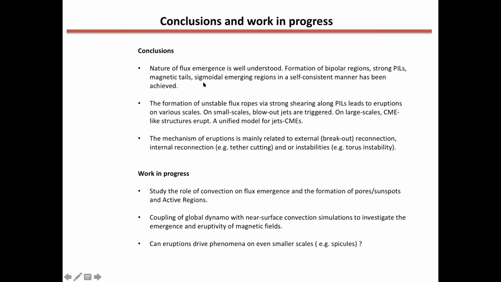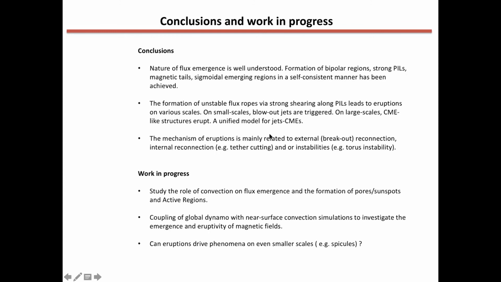so many years, we understand flux emergence, some very basic features in flux emergence as we observe them also in the Sun. The second thing is that we can create flux ropes, which are also basic features of eruptions. We think that we have formation of flux ropes, which actually drive eruptions. On small scales, they create jets. On larger scales, they can create CMEs. So here, what we're talking about is a kind of unified model for jets and CMEs based on eruptions.